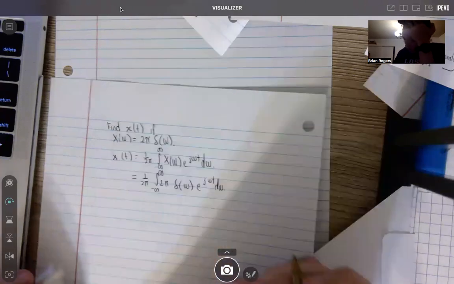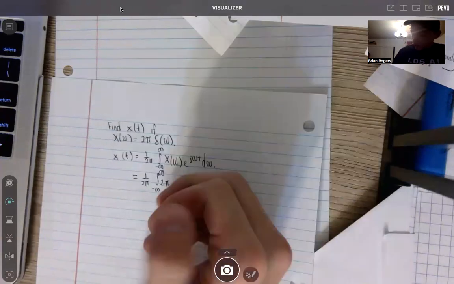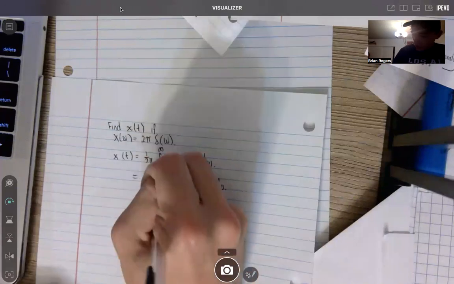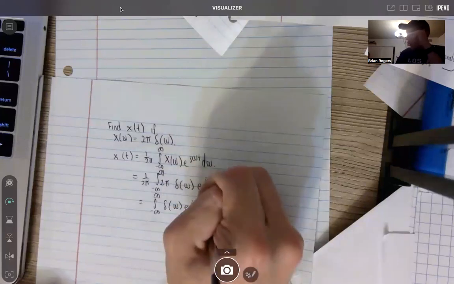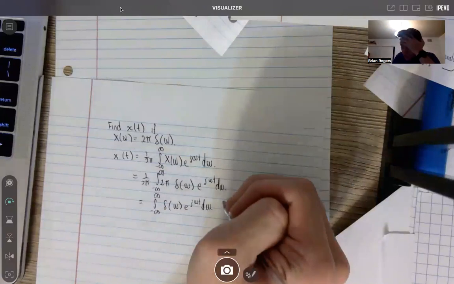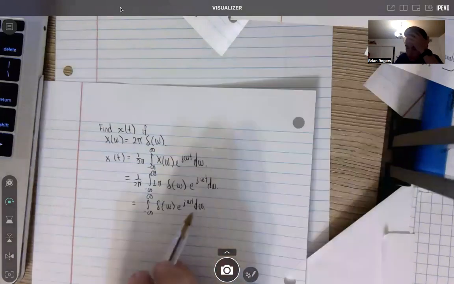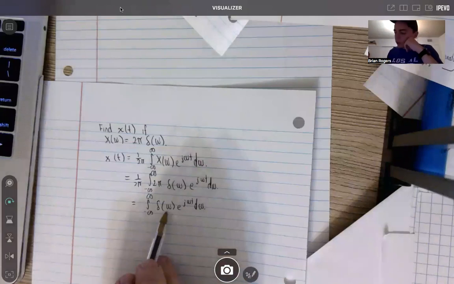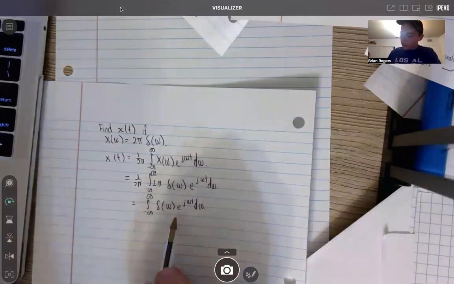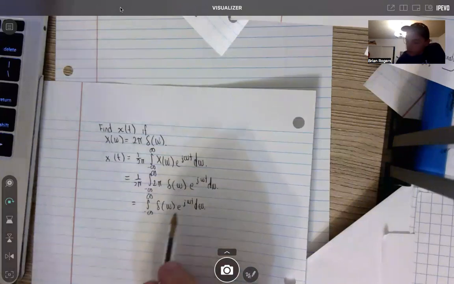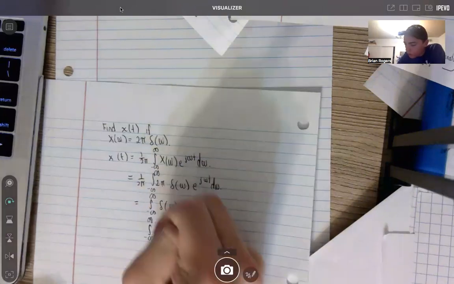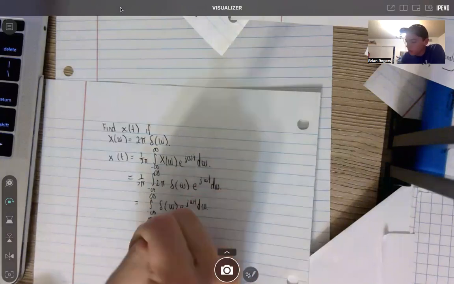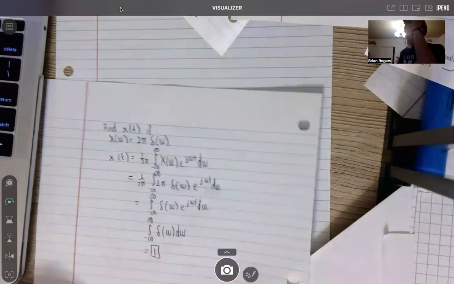The 2 pi cancels this one, so that would just be 1. That's a constant in front. Then delta omega e to the j omega t d omega. What I can tell you about this is that it uses the sampling property. If you remember, we can plug in what we have here, which is 0 for big T. So this evaluated at 0 would be 1, and then it would just be the integral from negative infinity to infinity of delta omega d omega, which is equal to 1. Sorry, I think it's a shifting property.